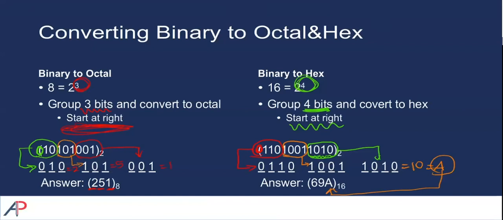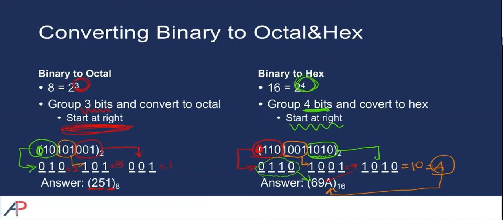1001, this is equal to 9. So we're going to make that our middle digit. And finally, our leading digit right here, 0110, that is 6. So that is our very first digit, our leading digit. So when given the binary number 110 10011010, just group and then convert straight into hexadecimal.